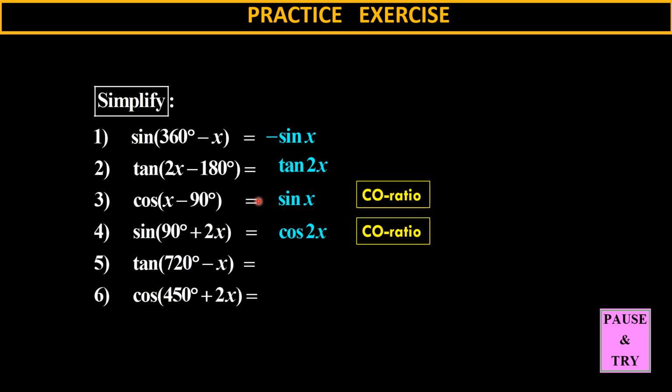450 plus 2x, so that's 450 plus x or 450 plus 2x. That gives me a negative answer. But if I take 360 away from 450, it leaves you with, that's correct, a 90. So I also need the co-ratio in this one here. Okay, so I just suggest you practice this.